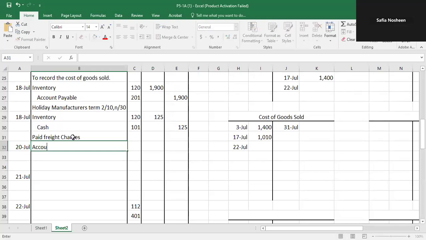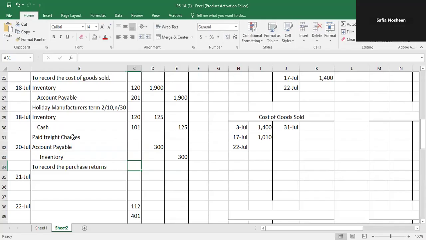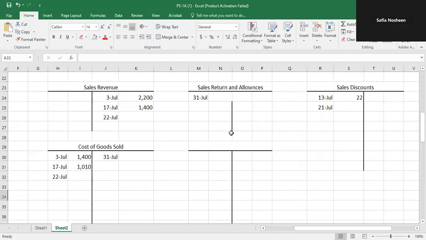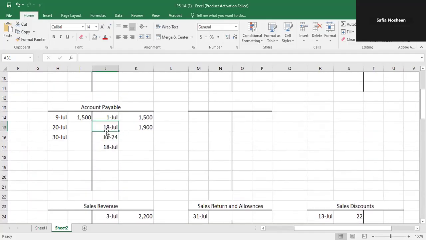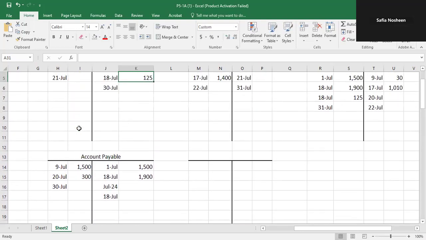So accounts payable, so now we have to pay less. So accounts payable has been debited, and inventory has been reduced. So 300 to record a purchase return. So let's do the posting. Debit is accounts payable 300, and credit is the inventory, amount is 300.